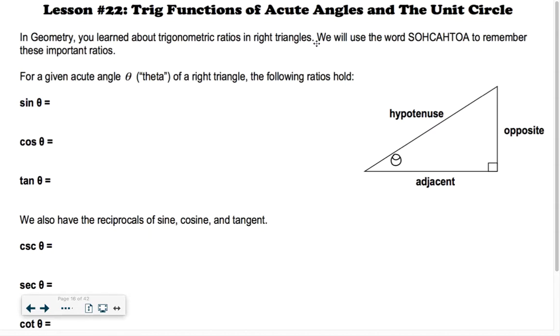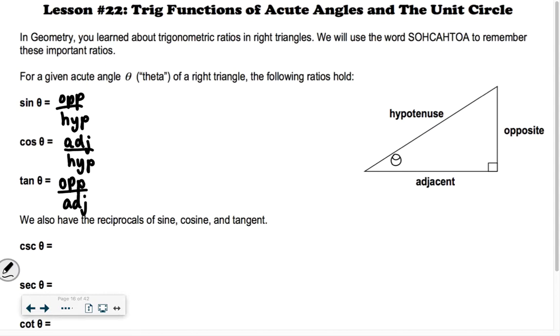So go ahead and fill these in. Sine is going to be the opposite over hypotenuse. Cosine is going to be the adjacent over hypotenuse. And tangent is going to be the opposite over the adjacent. But there are three more. You probably haven't seen these three others. I should probably show you guys this in Algebra 2, but I don't.